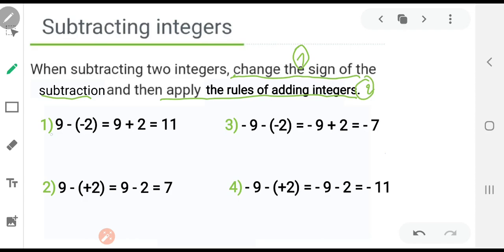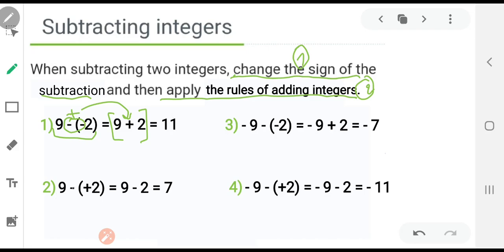In exercise 1, I have 9 minus minus 2. When we have a minus and a minus, it means that we are multiplying these two minuses together. They will change into a plus. So this one over here will be written as 9 plus 2. Now over here, I have 9 plus 2. Apply the rules of adding integers, the same sign, so I'm going to add. Then 9 plus 2 is an 11. What's that same sign? It's a positive, so this one is a positive 11. And remember, any number written without a sign is a positive number.